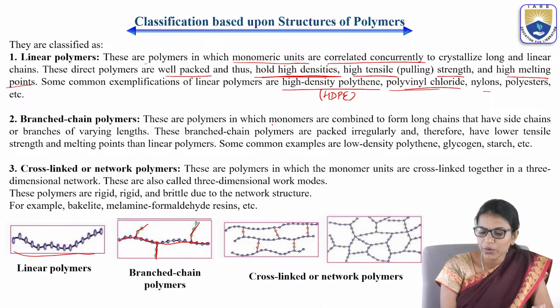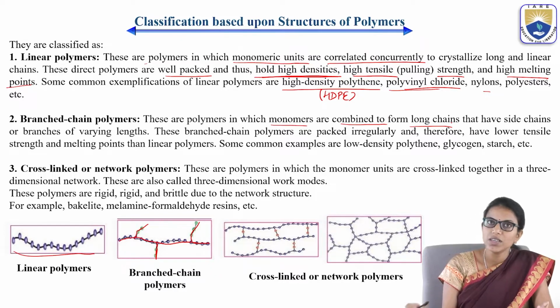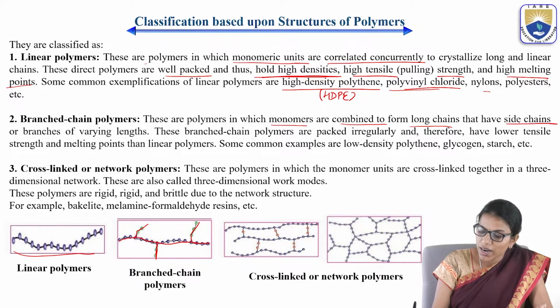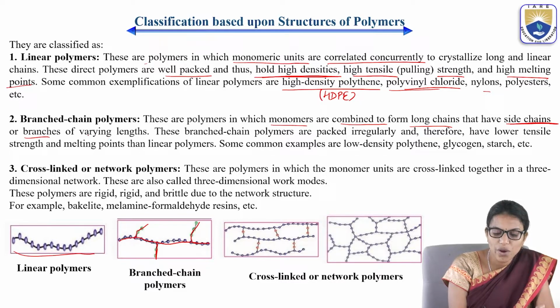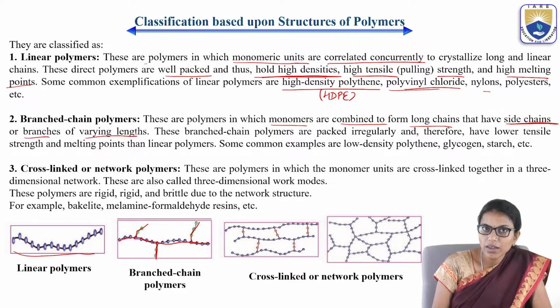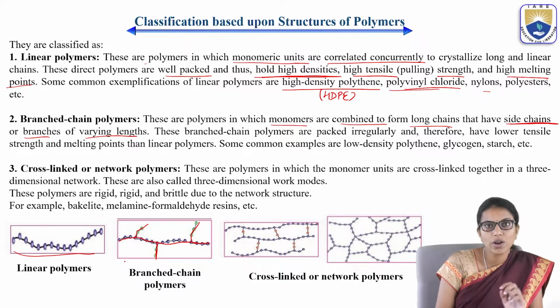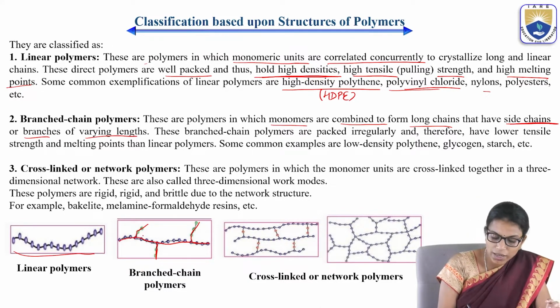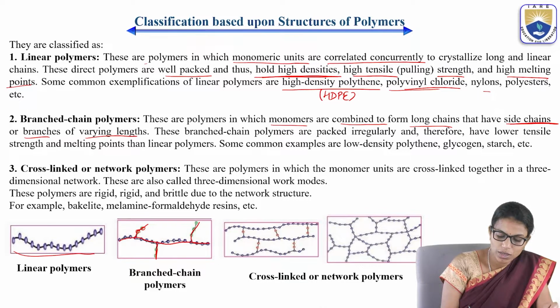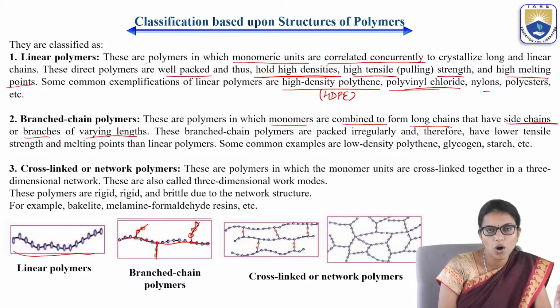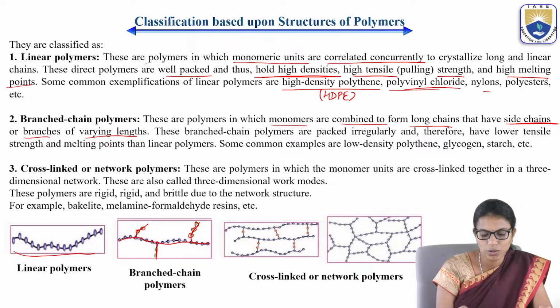These are the polymers in which monomers are combined to form long chains that have side chains. That is the main point, that they have side chains or branches of varying length. Varying length means that branches will not always be the same. Like here, two carbon molecules are there. If I say this green is showing carbon, so it contains two carbons. Here it contains three carbon molecules. So the branches are not always consistent. They will be of varying length also.